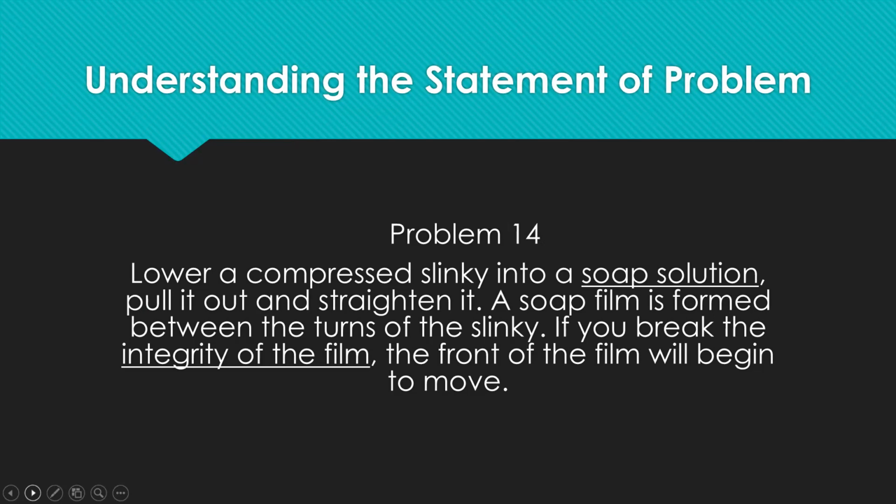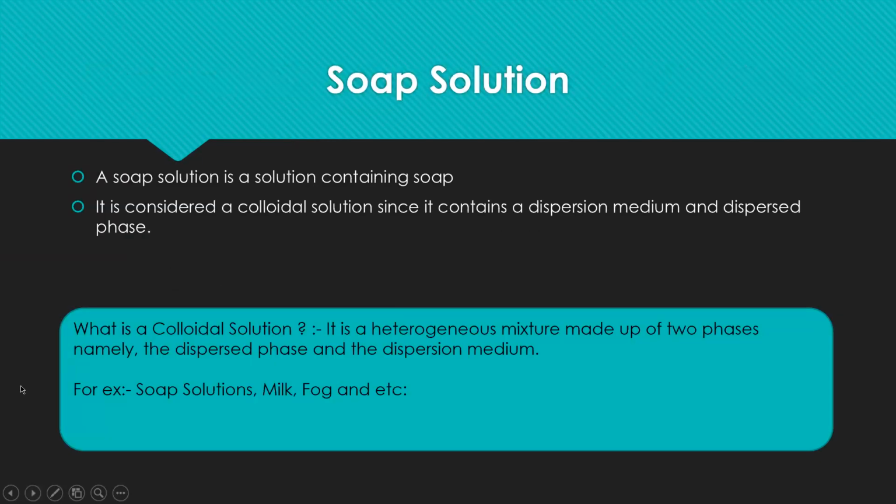affects our experiment. So first, let's see the soap solution. A soap solution is basically a solution which contains soap. It is considered as a colloidal solution since it contains a dispersion medium and a dispersed phase. So you may be wondering what is a colloidal solution. A colloidal solution is like a heterogeneous mixture made up of two phases, namely the dispersed phase and the dispersion medium. For example, soap solutions, milk, fog, etc.